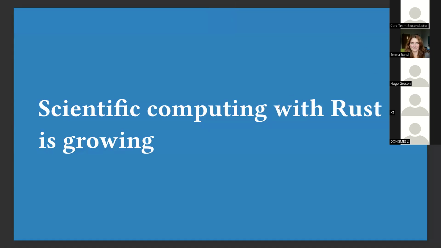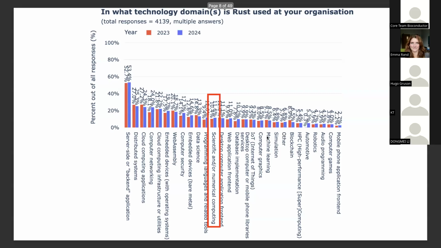Yes, so when we started playing around with Rust, it was a very good language for doing low-level software engineering, but it wasn't as prevalent in the scientific community. And now this has completely changed. What you see here is the Rust user survey, and we have consistently had 10% of the cohort, let's say, using Rust for scientific computing.